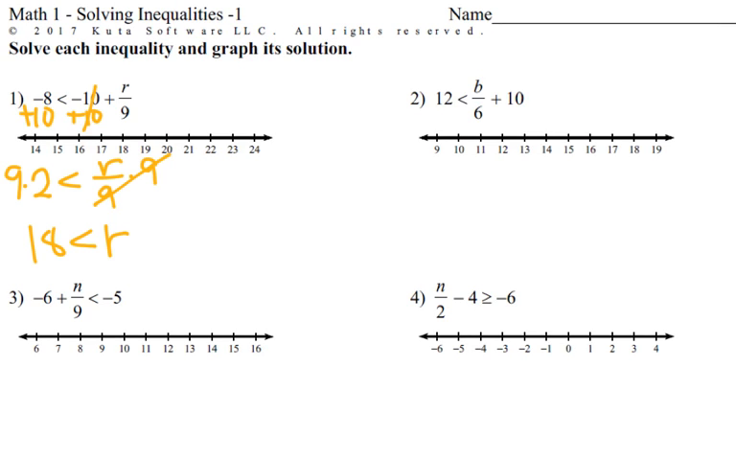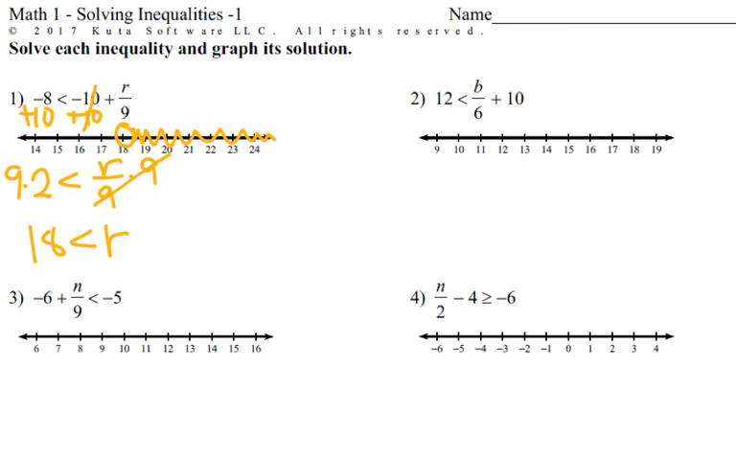So now remember, if it's greater than or less than, hollow circle. Greater than or equal to or less than or equal to, filled in circle. Okay, if the variable's bigger, shade to the right. If the variable's smaller, shade to the left. So r is bigger than 18, and there's no equal to, so hollow circle, shade to the right.